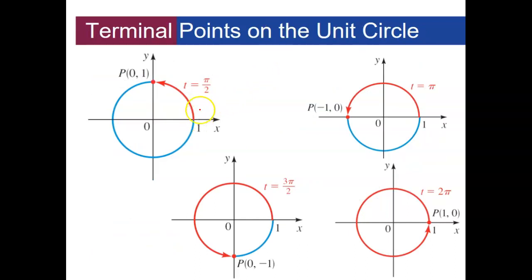Okay, and so you can see what we're talking about is when we say t equals pi over 2, we're actually starting here and traveling to the point here, which is the pi over 2, and that's where we're going to end up. And you can kind of see how that's represented. So 2 pi, we go all the way around. 3 pi over 2, we go 3/4 of the way around, and so forth.